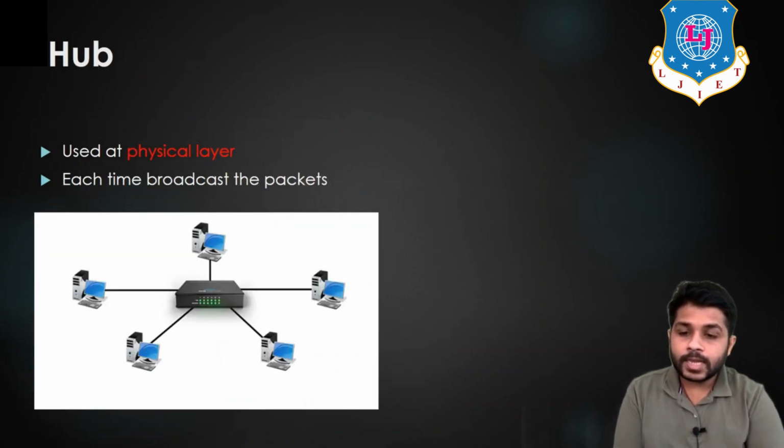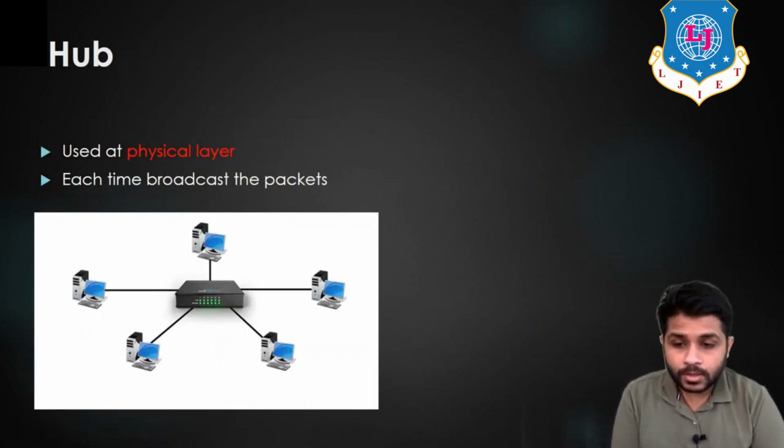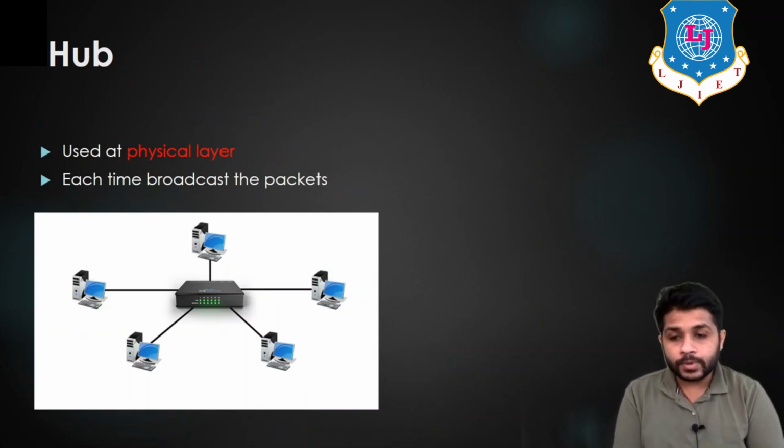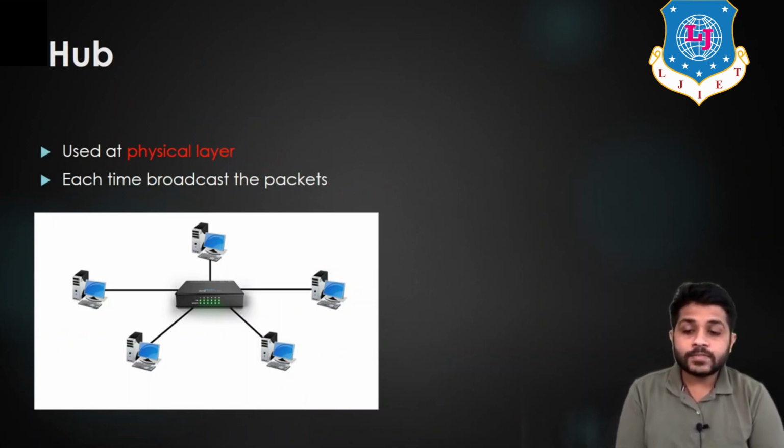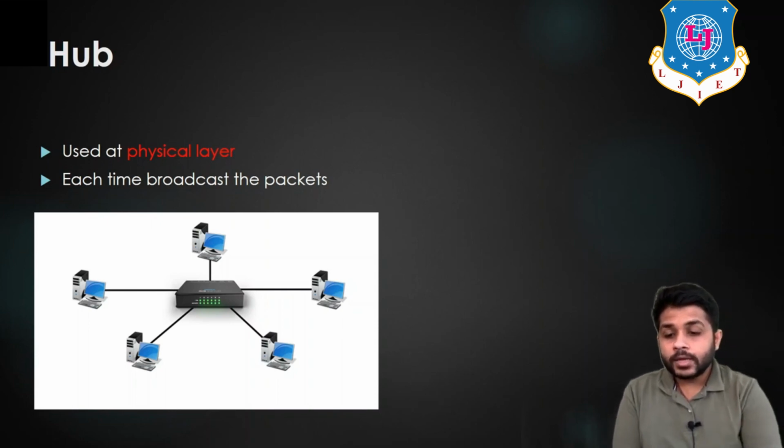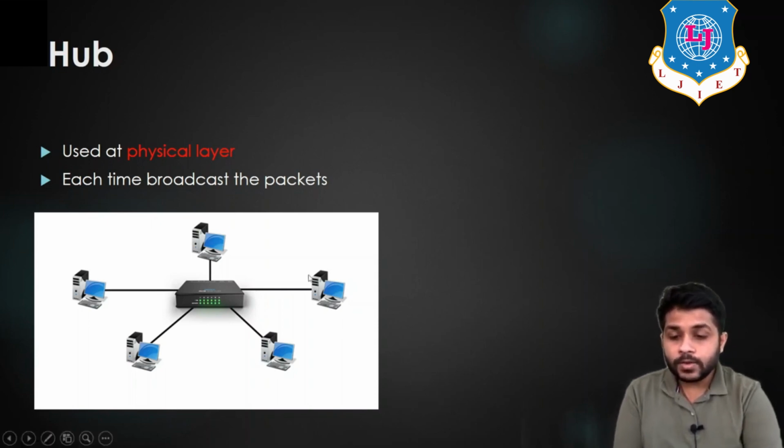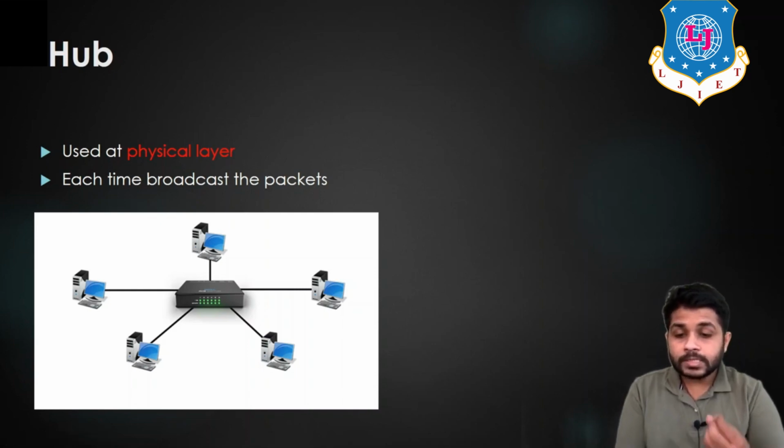Now let's see the second device, that is the hub. Using the hub, we can create a local area network, and the hub operates at the physical layer. You can see in this figure we have connected these 5 devices using a hub. Now there is a disadvantage of the hub. Suppose this device wants to send some data. When this device sends the data, the hub will not forward the data to only one device. In fact, it will forward the data to all the devices. So whenever the hub receives any data, it will broadcast that data.